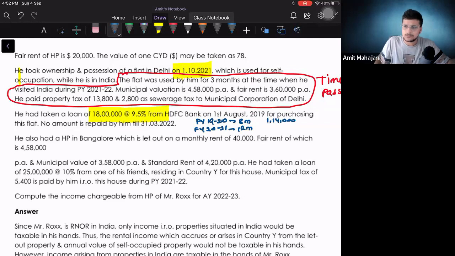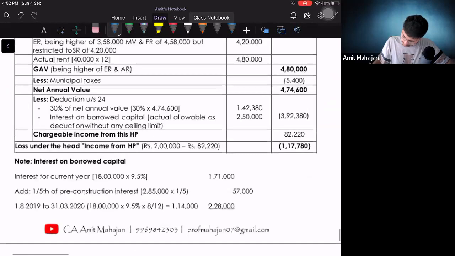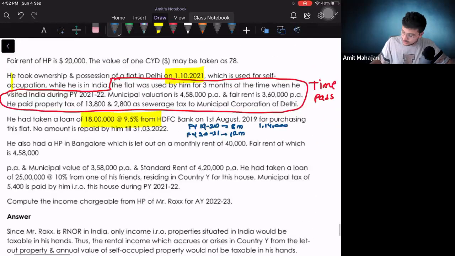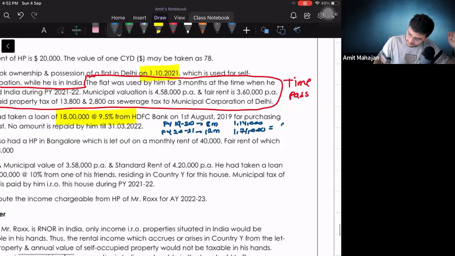Is the computation correct? Correct. After that I have to compute for 12 months. So 18 lakhs into 9.5% into 12 by 12, because this is for the entire year. So I will get the figure of 1,71,000. If I add this, I will get the figure of 2,85,000. But this is what? This is pre-construction interest. Now I will take 1/5, so 2,85,000 upon 5 will give me 57,000.